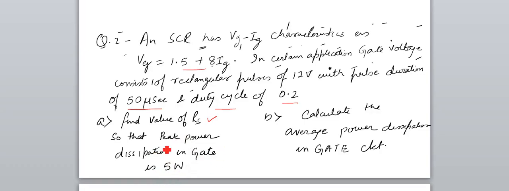So here it is talking about peak power. Power means Vg max, or I max, like that. So you have to check about this, and you calculate the average power dissipation in the gate circuit. I hope you try it by yourself. If you are not getting the answer, we will discuss it in the later half.